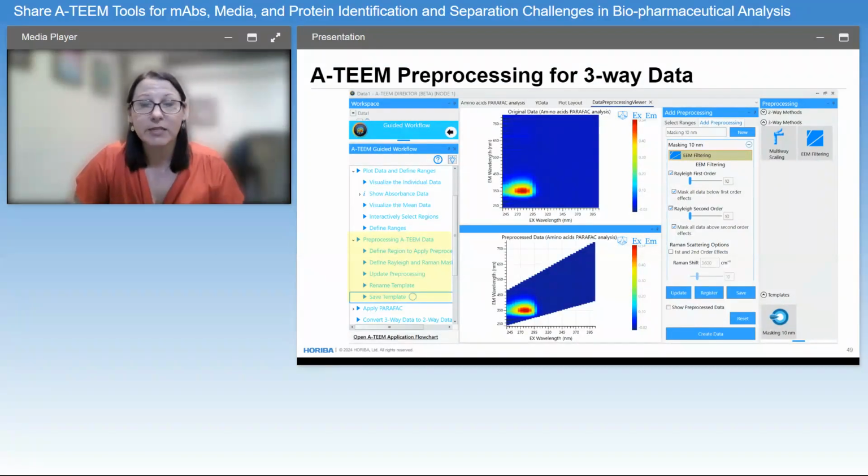We then have pre-processing for the three-way data. So taking that data, for three-way data you can apply Rayleigh masking, which removes the scatter peaks, and also Raman masking. So if you have any solvent Raman peaks that are showing up in your data, you can mask those as well. You can change the area widths of those masks and then save those as a template, again, to be used in your modeling later. So if you want to try different types of pre-processing, you can make different templates and then apply each one to a model to see how the results can change.